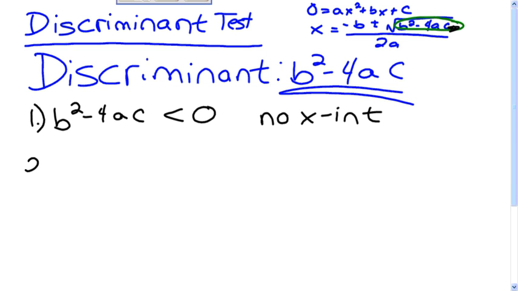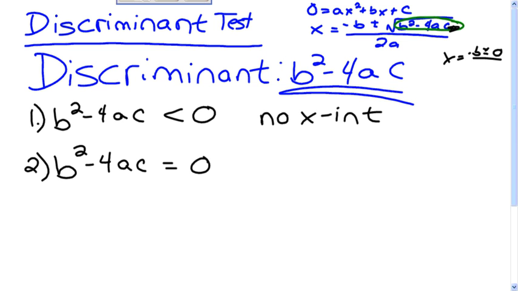Case number 2 is when b squared minus 4ac equals 0. So now this quantity here is 0. So x equals the opposite of b plus and minus 0 over 2a. So it's the opposite of b plus 0, which is the opposite of b divided by 2a. And it's the opposite of b minus 0, which is the opposite of b over 2a. It gives you the same value twice. If that's the case, there is one x-intercept.